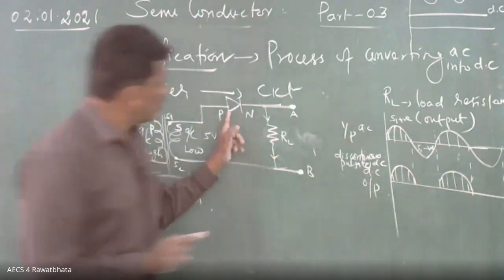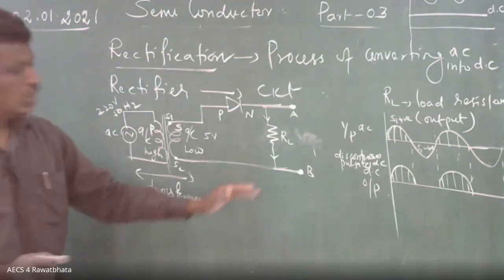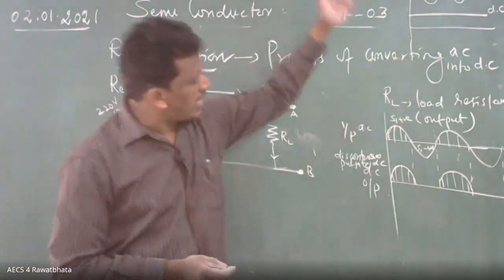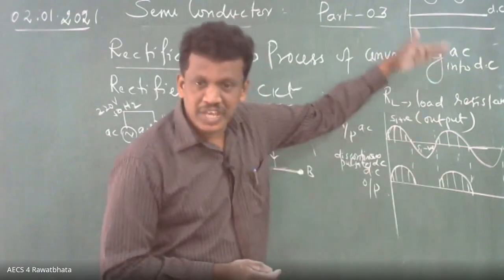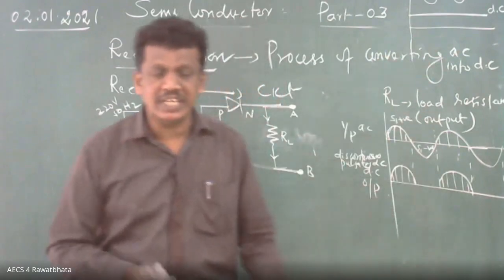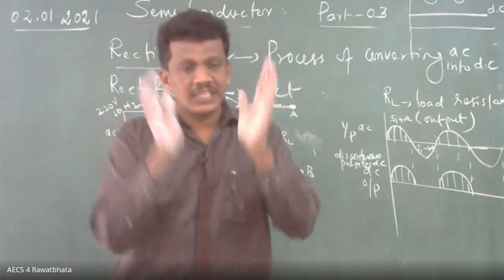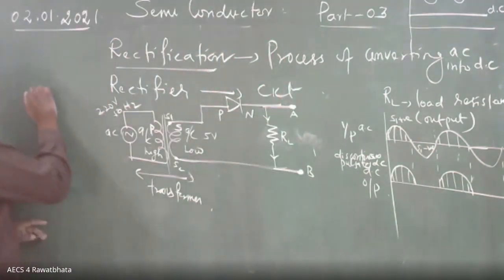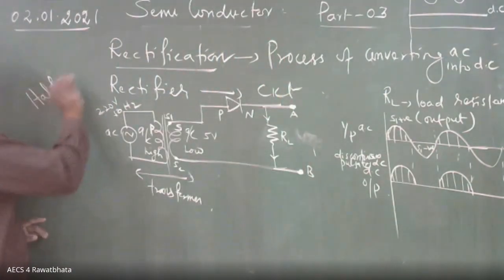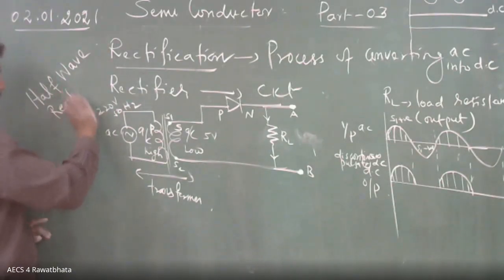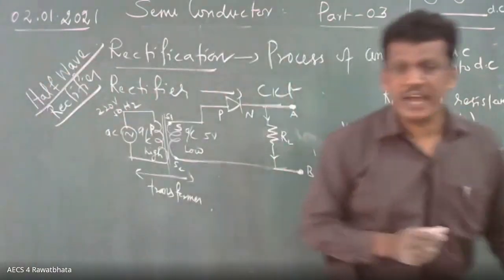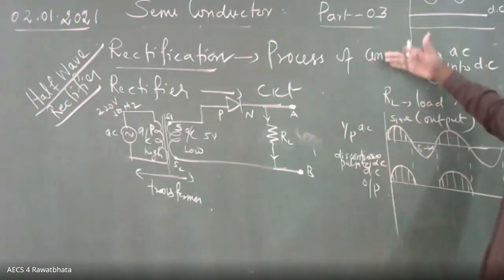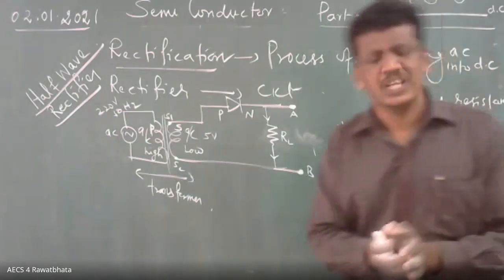Because you are using only one diode, only half of the AC is converted into DC. Only half of the AC is converted into DC. That's why this rectifier is called a half wave rectifier. That's all. Now I am telling full wave.